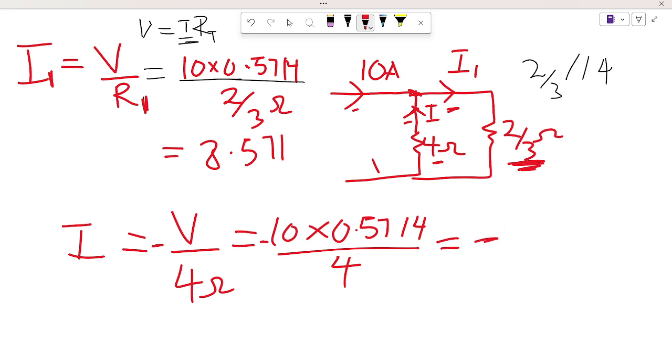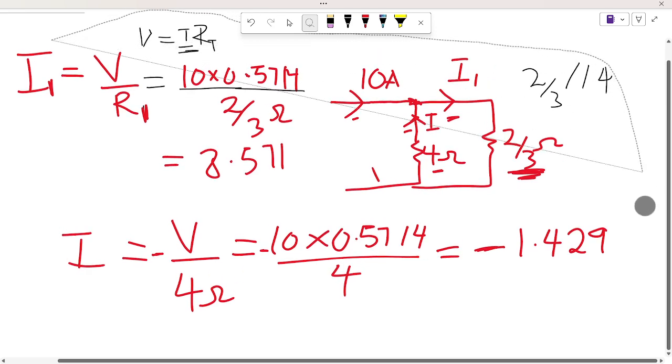So we are going to get about, that's going to be 10 times 0.5714 divided by 4, and we are going to get approximately minus 1.4285, approximately 29. Okay, so that's also a shorter way to go about the answer. All right, so moving on to our next question.